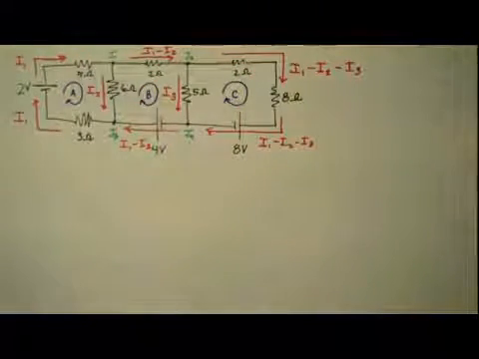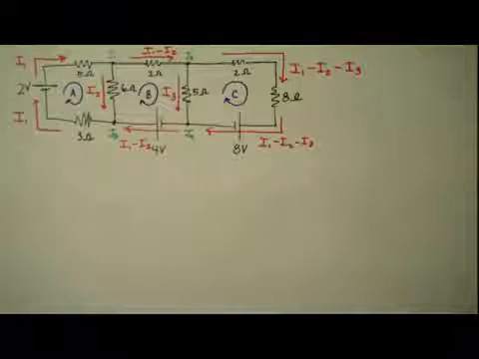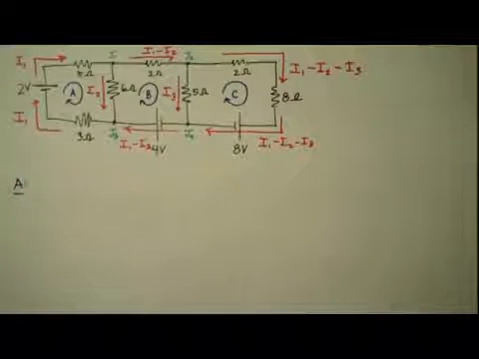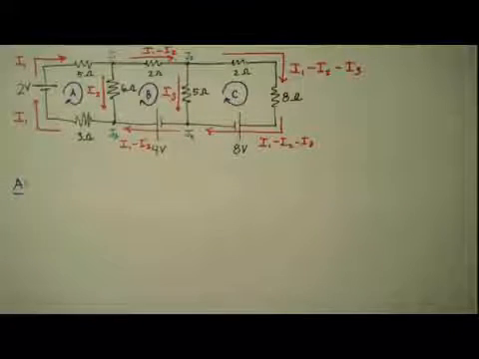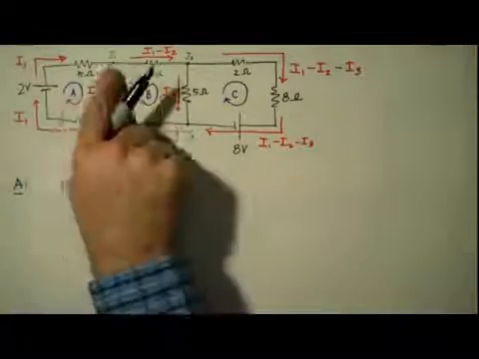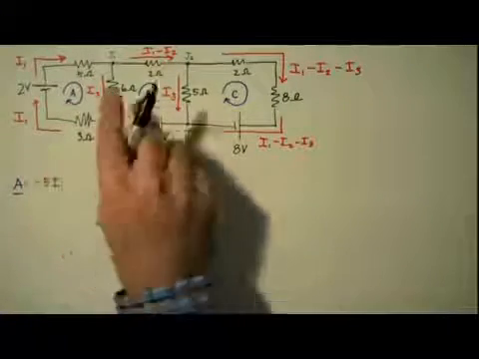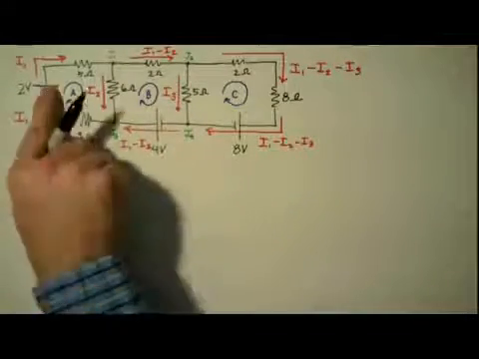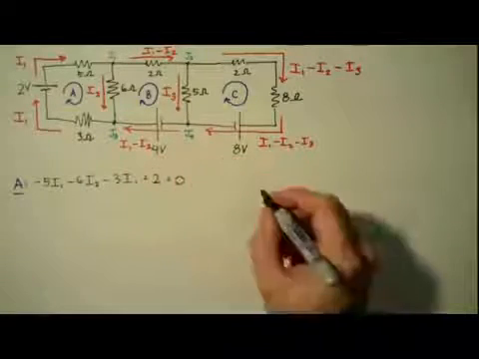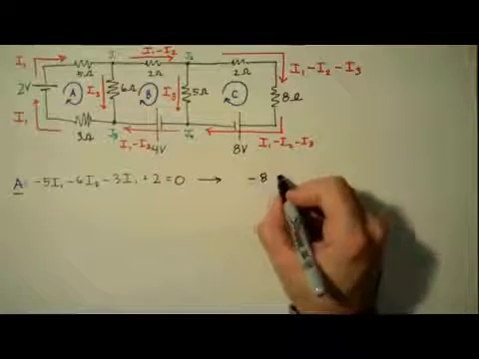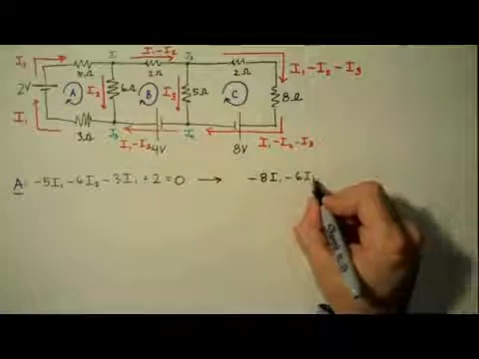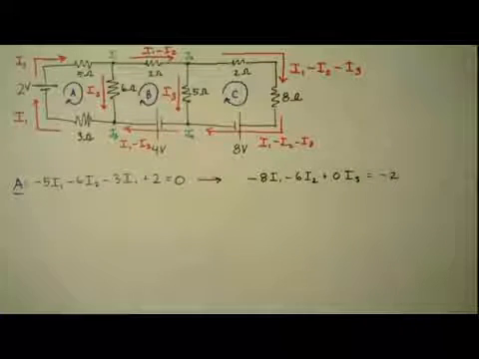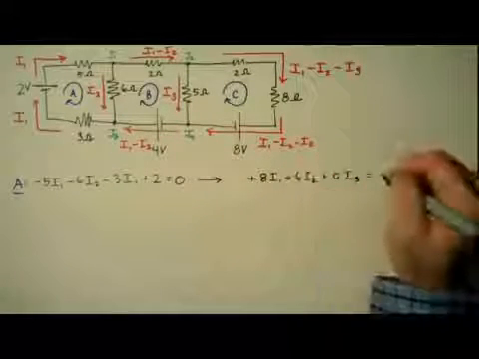Now that our circuit's labeled, we can apply the loop rule. The loop rule states that the sum of the voltages around a closed loop is equal to 0. We'll start with loop A. Here we're going to start in the upper left-hand corner and move clockwise around our loop. So we have minus 5I1 minus 6I2 minus 3I1 plus 2 equals 0. This simplifies to negative 8I1 minus 6I2, and since we need an entry for I3, we're going to just write 0I3 here, equals negative 2. And we'll multiply through by negative 1 to get rid of those negative signs.